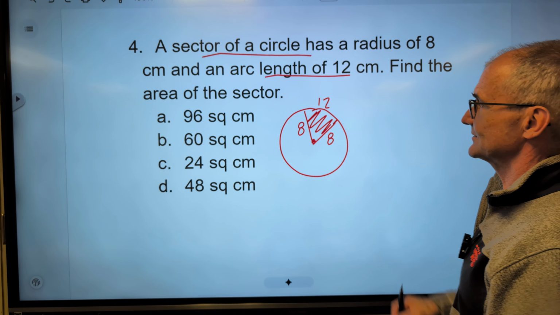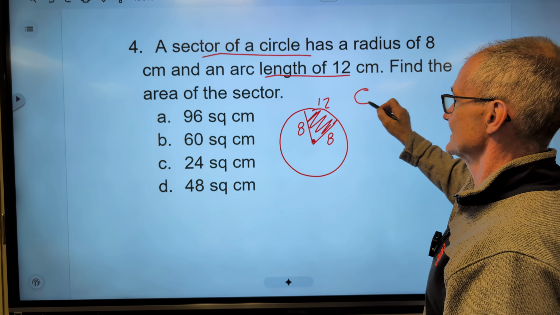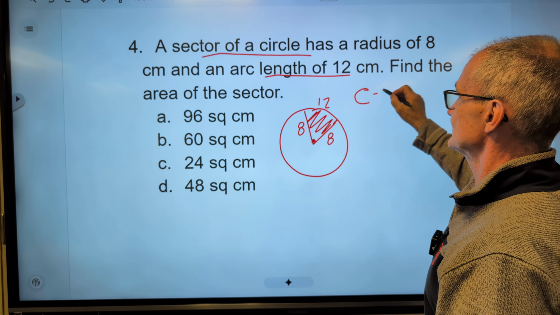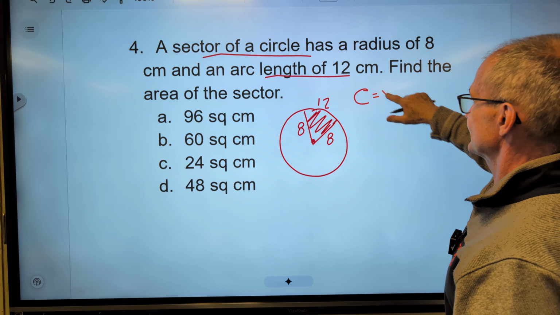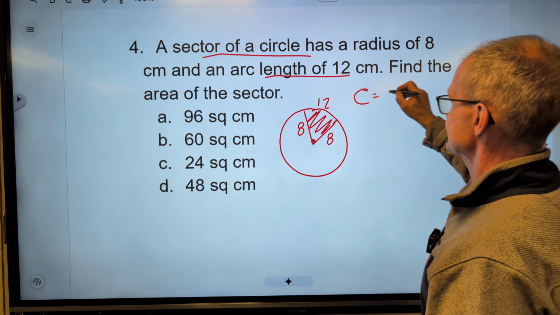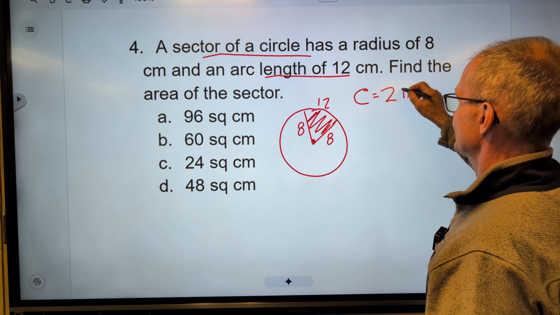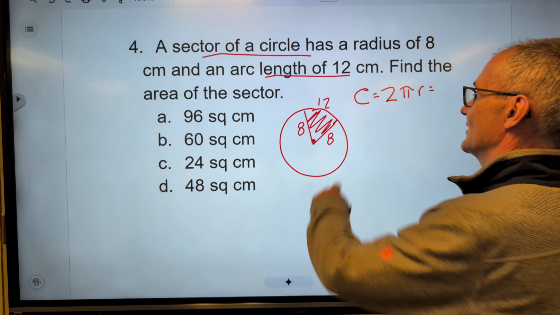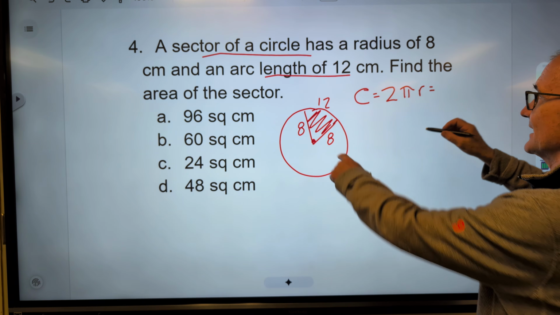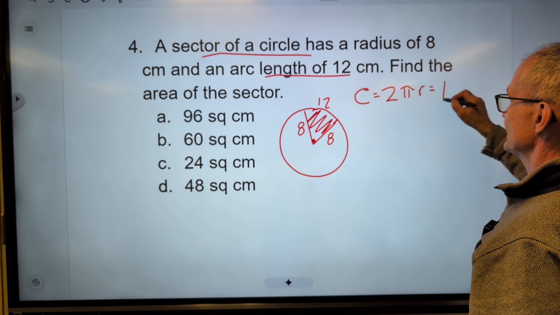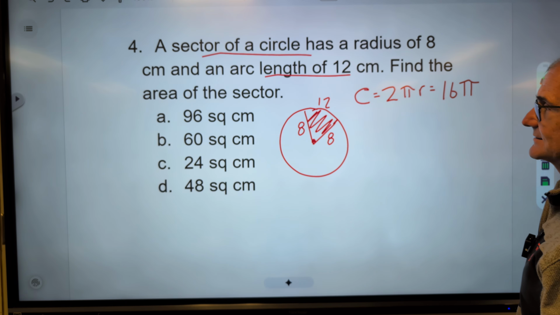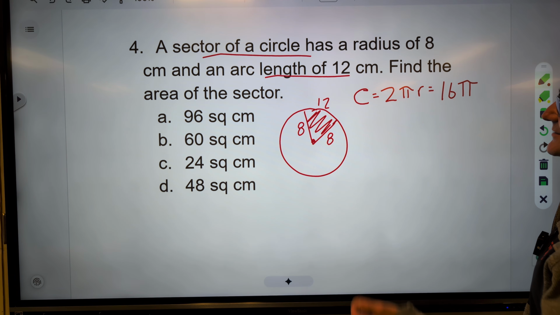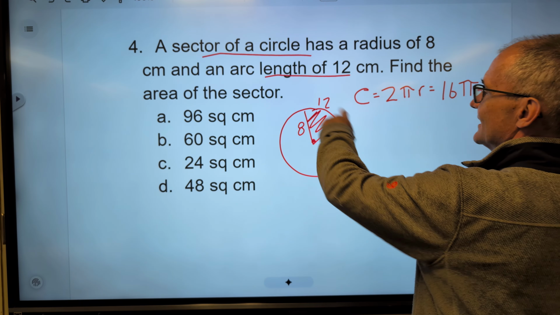Well, let's see what I can figure out. I can figure out circumference. Circumference is 2 times pi times r. So circumference is 2 pi r, where r is 8. Plug it in there. So my overall circumference is 16 pi. I don't need all that circumference. I only want 12 of the total.